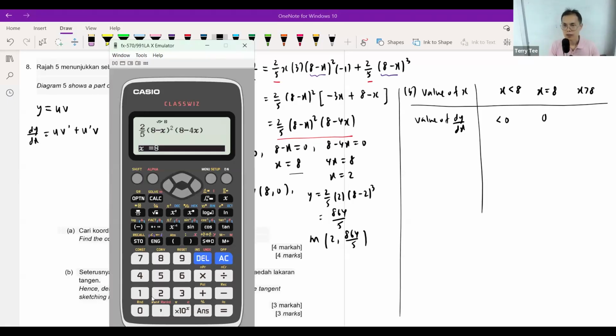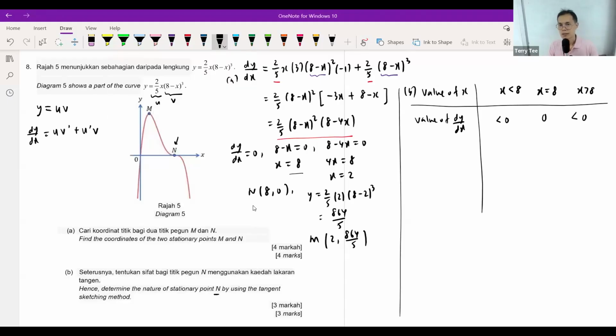Take a value more than 8, maybe 9. You will get negative 56 over 5. Now, the main thing is to show that it's negative, less than 0. Then we do a sketch of your dy dx.